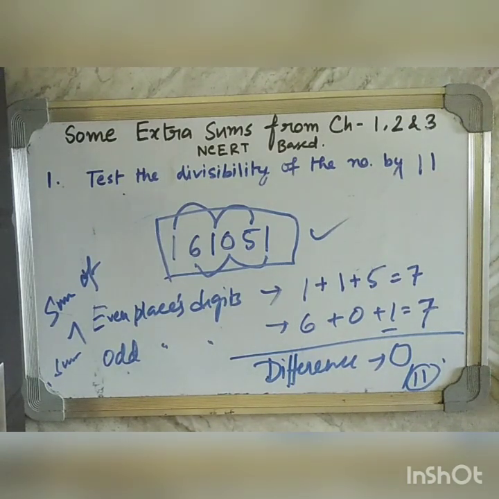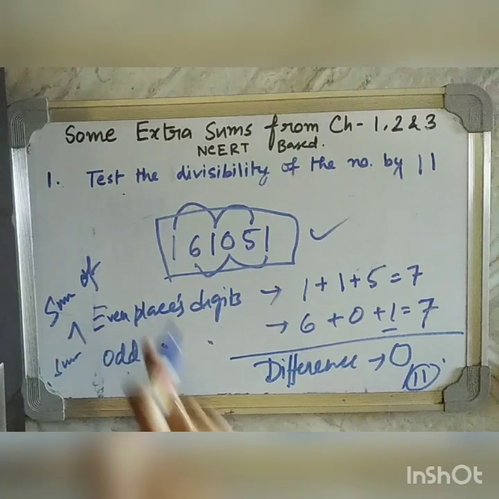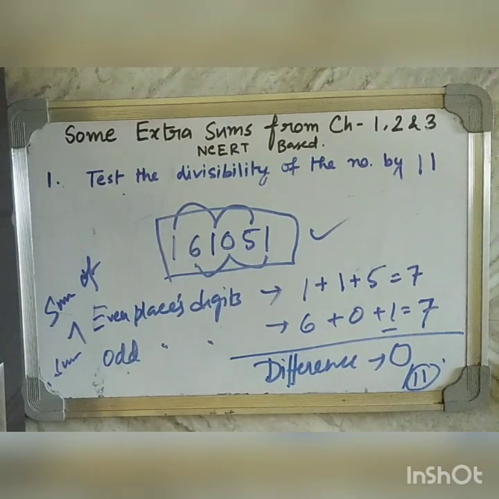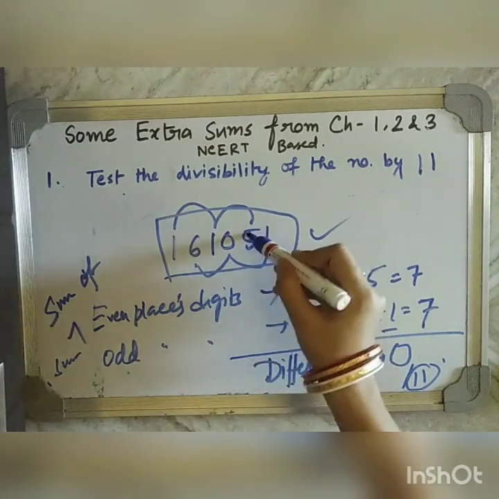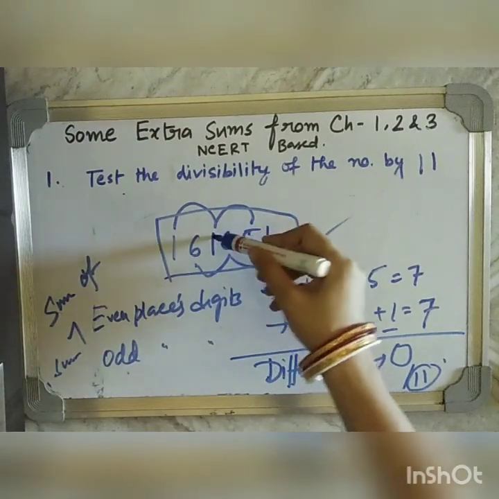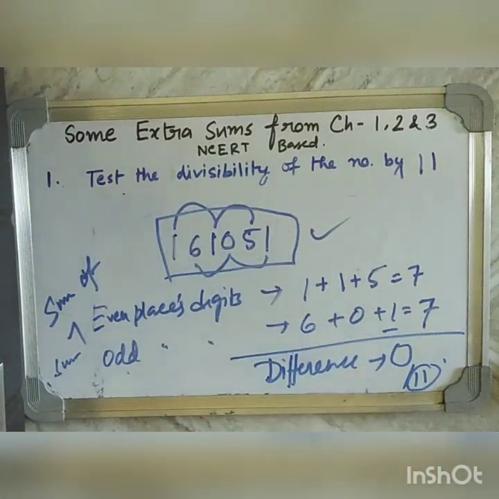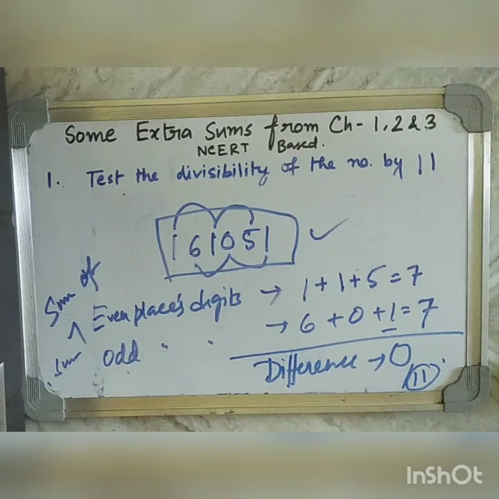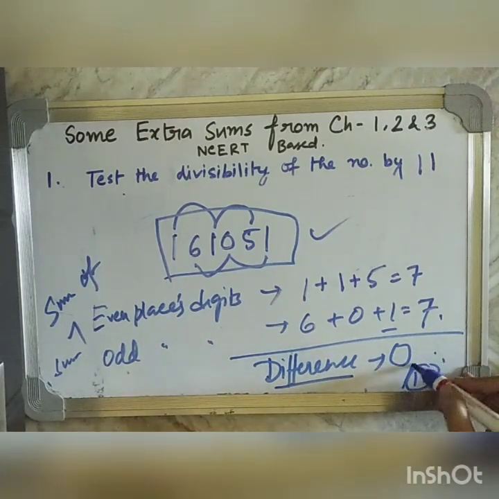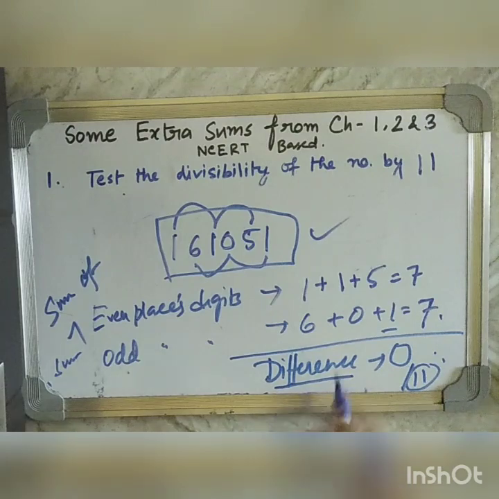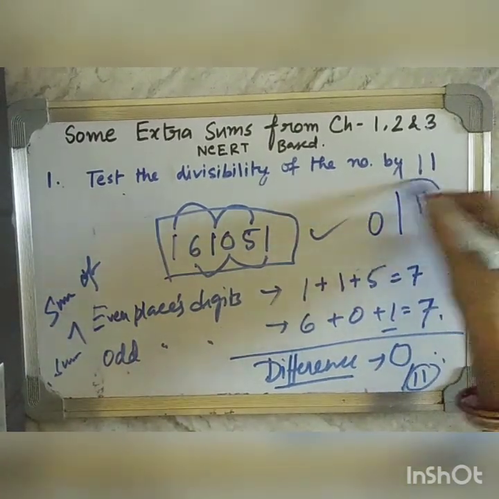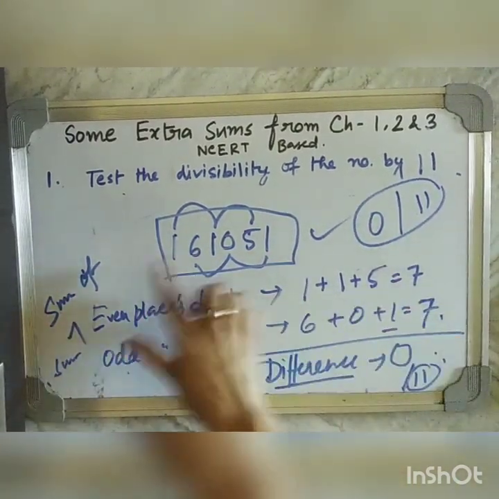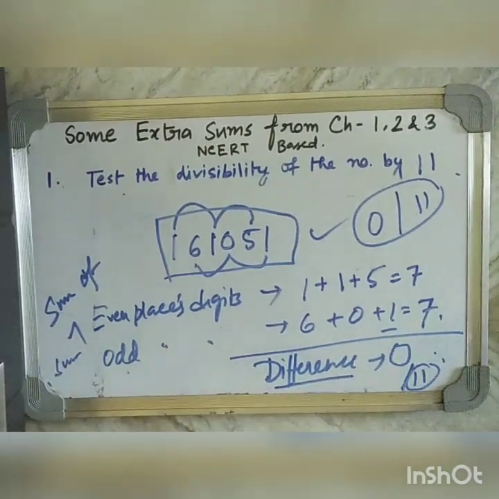So what we have done? First we have found the sum of even places digits, which is starting from 5, and after leaving one number we are getting all the even places digits. Now we have found the sum of the odd places digits. Then we have subtracted these two numbers, and if the result which is coming is either 0 or 11, then we can say that this whole number will be divisible by 11.